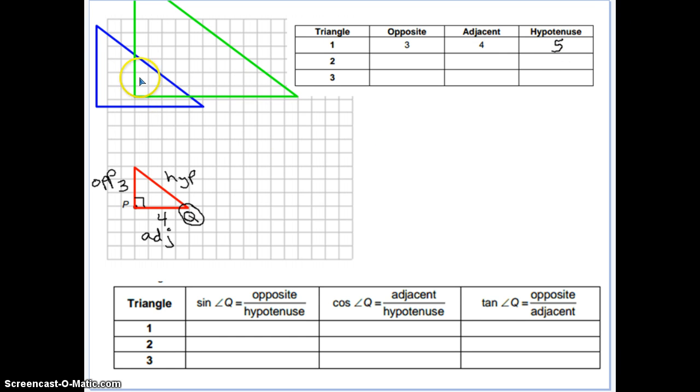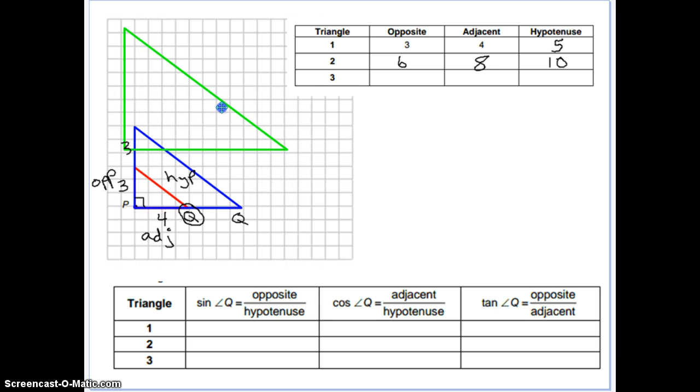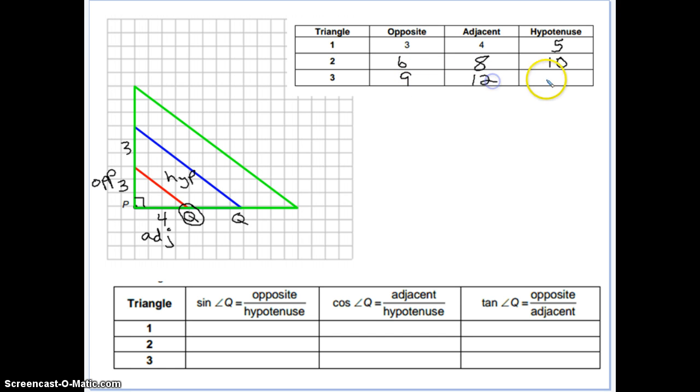If I take this second triangle, which is just a dilation of the original one by a scale factor of 2, so all the sides are twice as long, the opposite leg is now 6 units long. The adjacent leg, the one next to angle Q, is now 8 units long, and the hypotenuse is 10 units long. And lastly, this green triangle, the third one, is a dilation of the original triangle by a scale factor of 3. By multiplying all the side lengths of triangle 1 by 3, we get 9, 12, and 15.